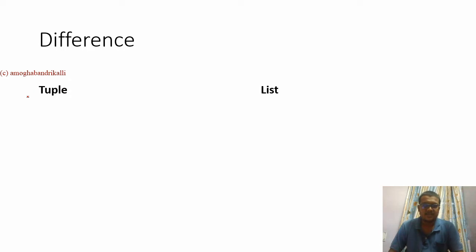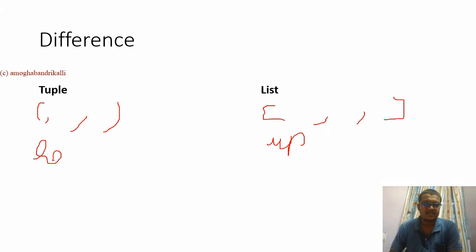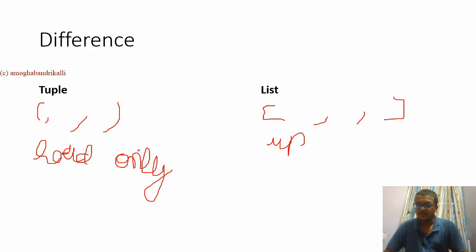Okay, let me go through the difference between a tuple and a list. In a tuple, we include the data inside round brackets, whereas in a list we have square brackets with commas. And the other difference is that a list is updatable, whereas a tuple is read only. So these are the two differences between a list and a tuple.